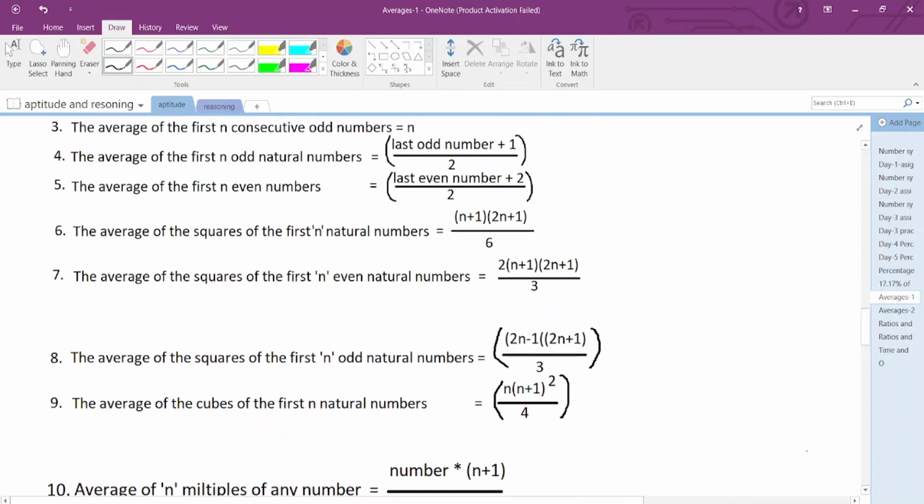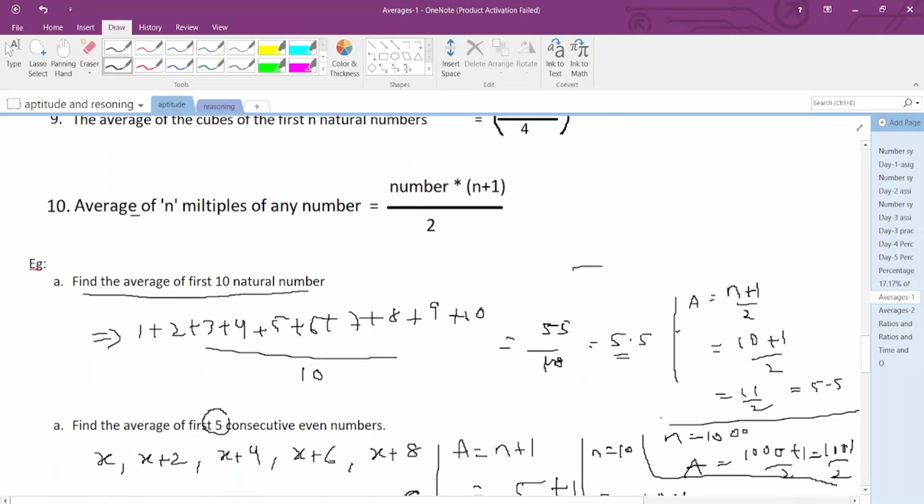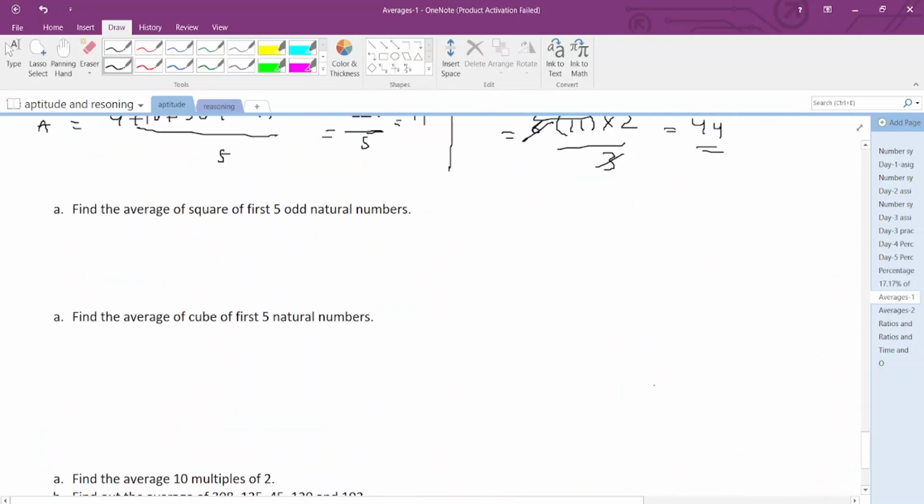Okay, see, the formula becomes 2n minus 1 into 2n plus 1 by 3. So let's solve this question. Squares of the first 5 odd natural numbers. So what are the first 5 odd natural numbers? Let's see. The first 5 odd natural numbers are 1, 3, 5, 7 and 9, right?